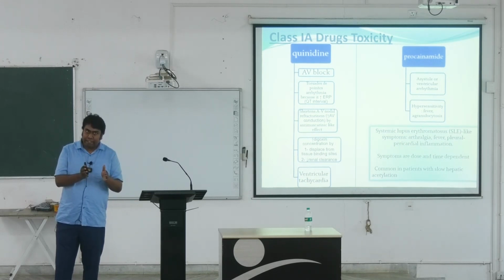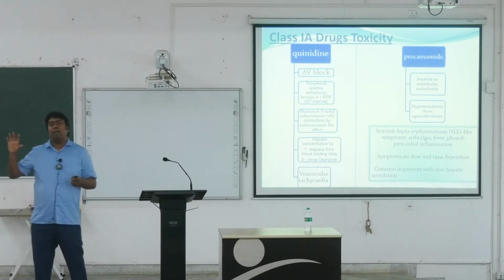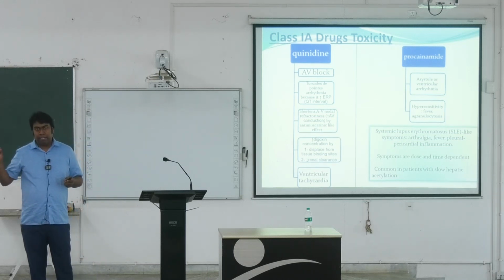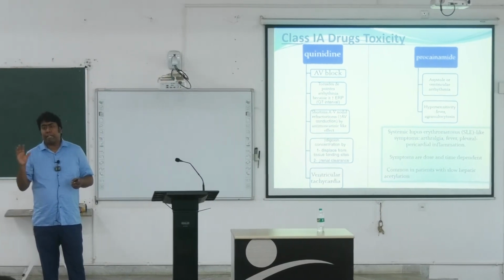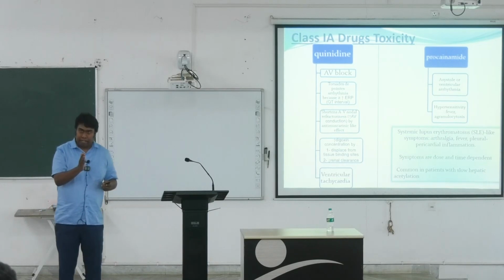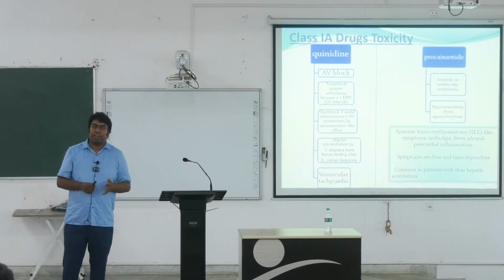now it is restricted to AF, atrial fibrillation with heart failure. It is commonly used in heart failure in the pediatric age group also, but rarely used as a first line drug. What is the first line drug for congestive cardiac failure? Furosemide. First line drug.